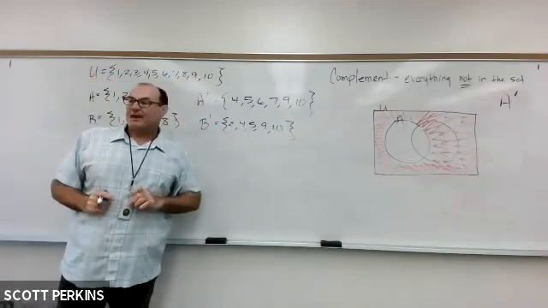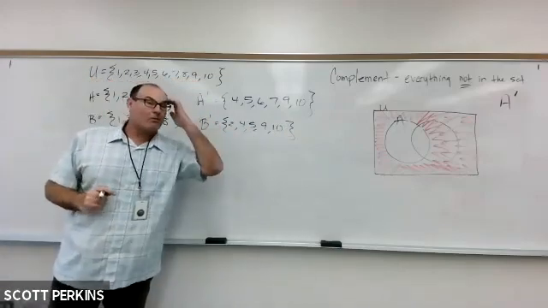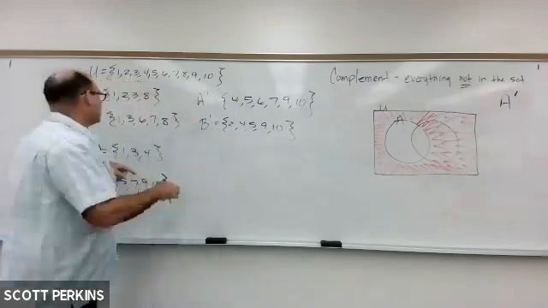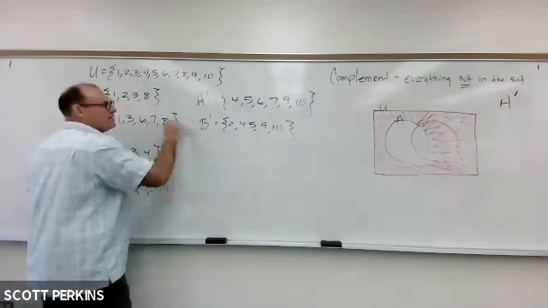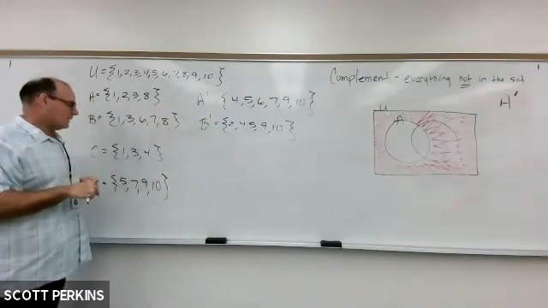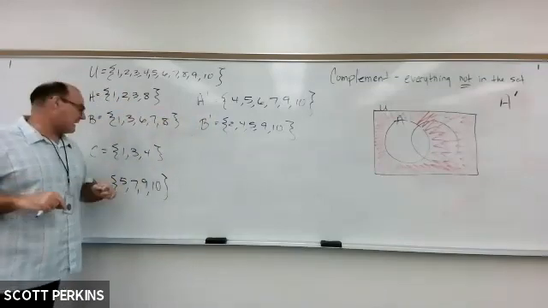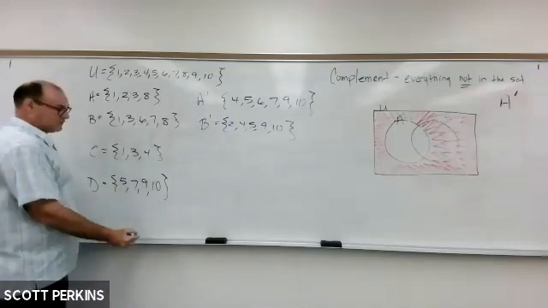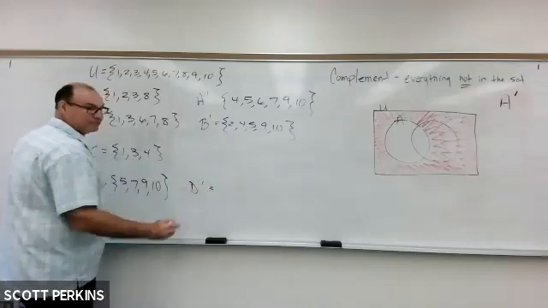And again, the nice, easy way to check when you're working your homework or your quiz or when you're on the test is when you smush these together, that should be the universe. That's everything. You're either one or the other. Let's do one more, and then we're going to go on to the next operation. The last one I'd like you to do is D complement.